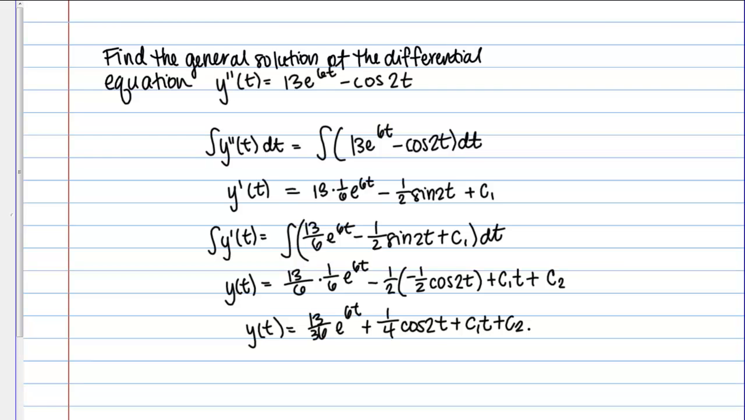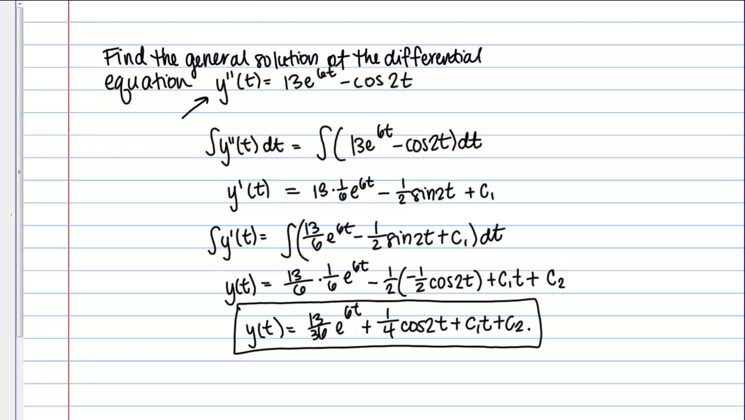Once again, this represents a whole family of solutions to the differential equation. c1 and c2 can both be any constant, and they can be different constants. So this right here, what we just found, is the solution to our differential equation. And you can check yourself. If you took the second derivative of this function, you should get this y double prime of t that we started with.